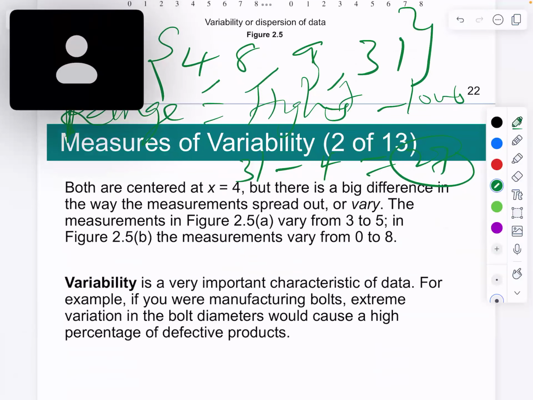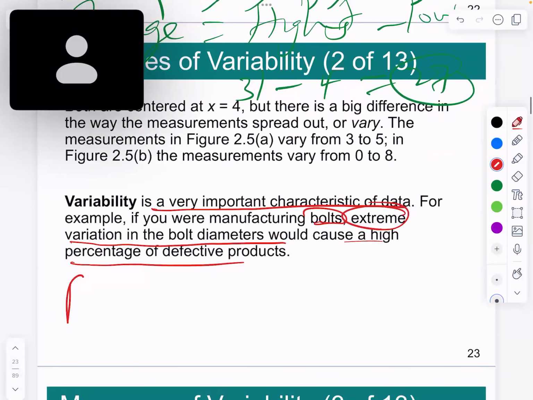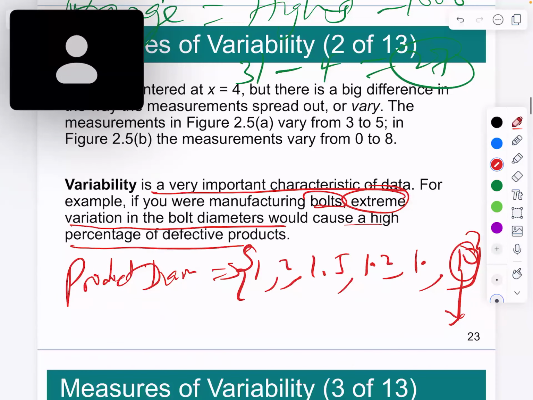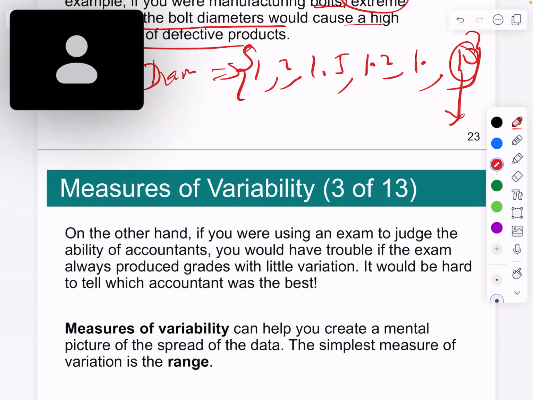Variability is a very important characteristic of data. If you are manufacturing bolts, for instance, extreme variation in the bolt diameters could cause a high percentage of defective products. You have a product A with diameters 1.3, 1.4, 1.2, 1.1, and suddenly you have 10. This 10 is going to cause a lot of trouble. That's a big variation. On the other hand, if you are using an exam to judge the ability of accountants, you will have trouble if the exam always produces grades with little variation. It will be hard to tell which accountant was the best.